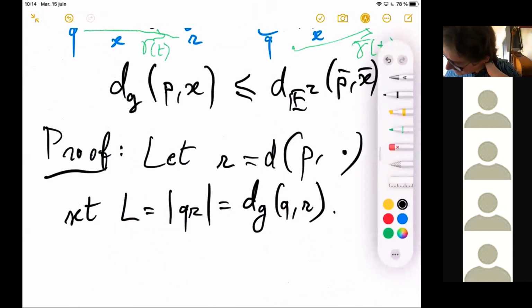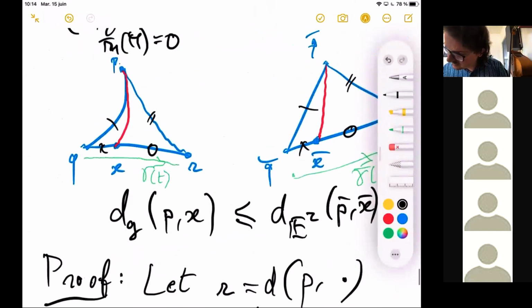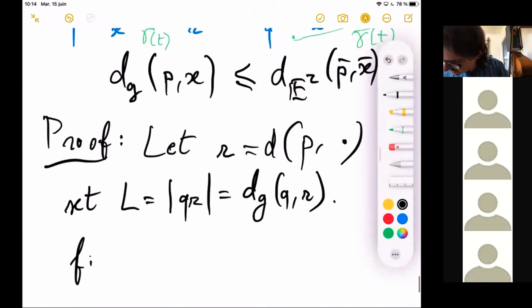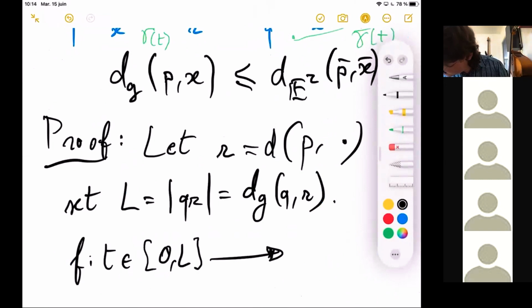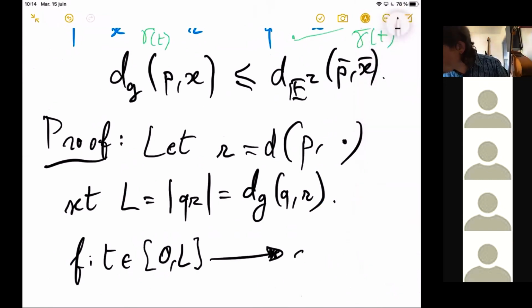So L is the distance from Q to R, and I will consider a function f, which maps t between 0 and L to one half the distance from P to gamma of t, squared.